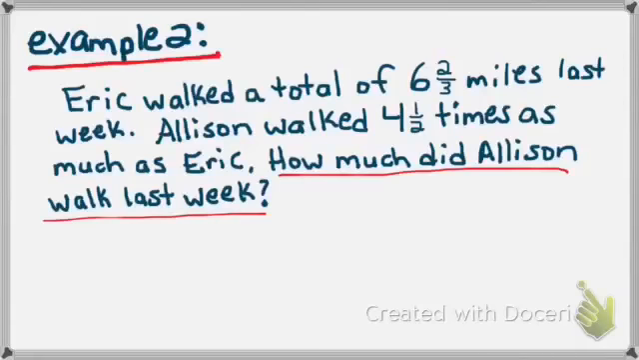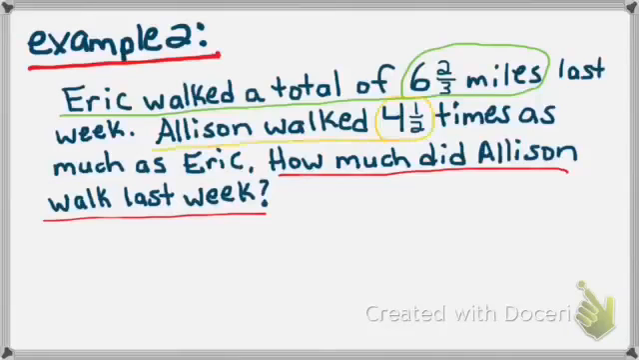Let's see what we do know. Well, we know that Eric walked a total of 6 2/3 miles last week. And Allison walked 4.5 times as much as Eric. You know, in the past when somebody has a certain amount of times more than something else, we draw a diagram. That's going to be kind of difficult, don't you think, to draw a diagram with fractions in it and fractions of a diagram? Is there another way we could solve this?